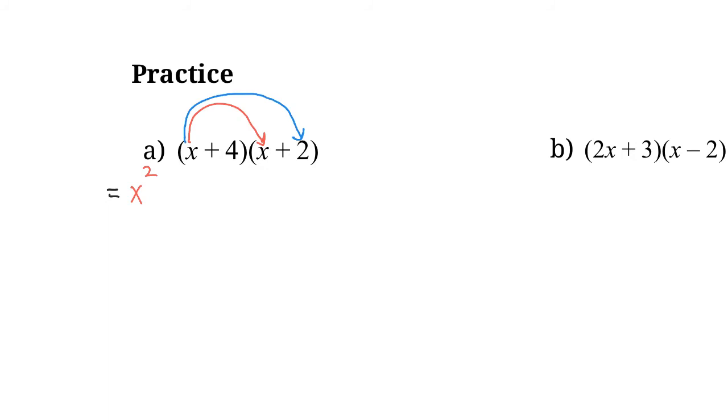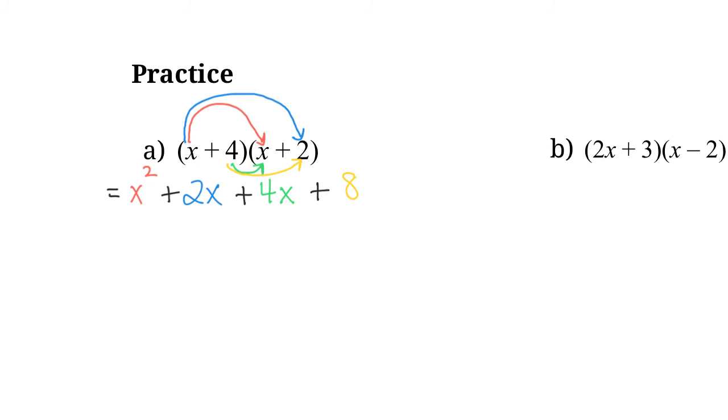So x multiplied by 2 is a positive 2x. And then we're going to do I. I stands for inner. We're going to take the innermost terms and multiply those together. So 4 multiplied by x is a positive 4x. And then finally we have L, which stands for last. So we take the last term in the first bracket and multiply it by the last term in the second bracket. So 4 multiplied by 2 is a positive 8. I color coded it for you so you can follow along with the multiplication.